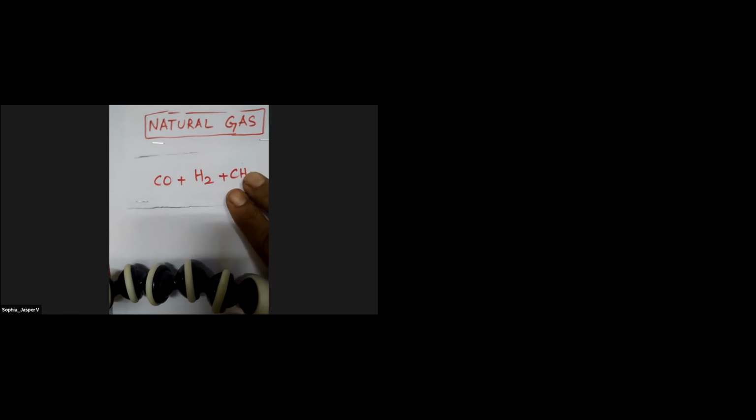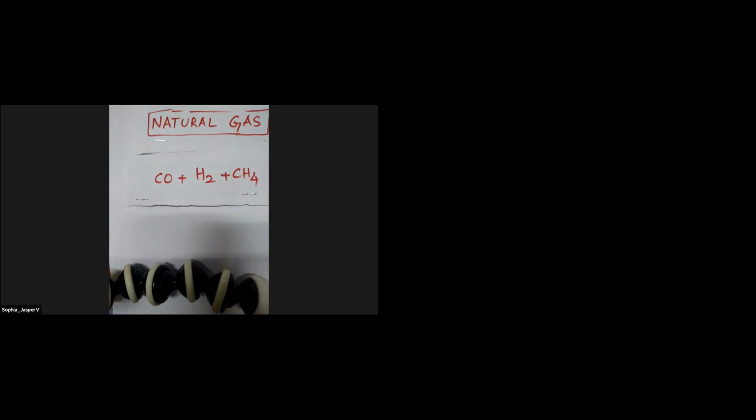A mixture of, what does it contain? Mixture of hydrogen. Yes, hydrogen. That's right, it's a mixture of all these. Okay, that is coal gas. So remember: natural gas is methane, and coal gas is a mixture of three things.